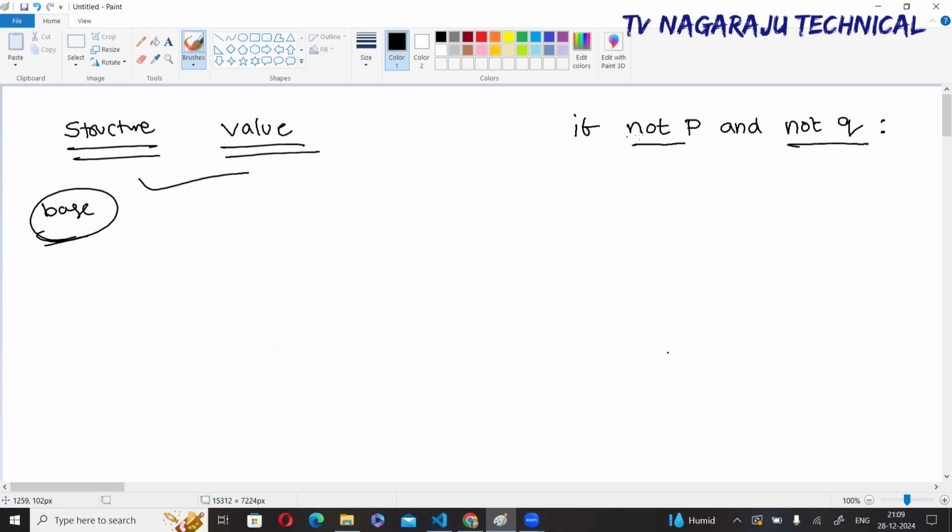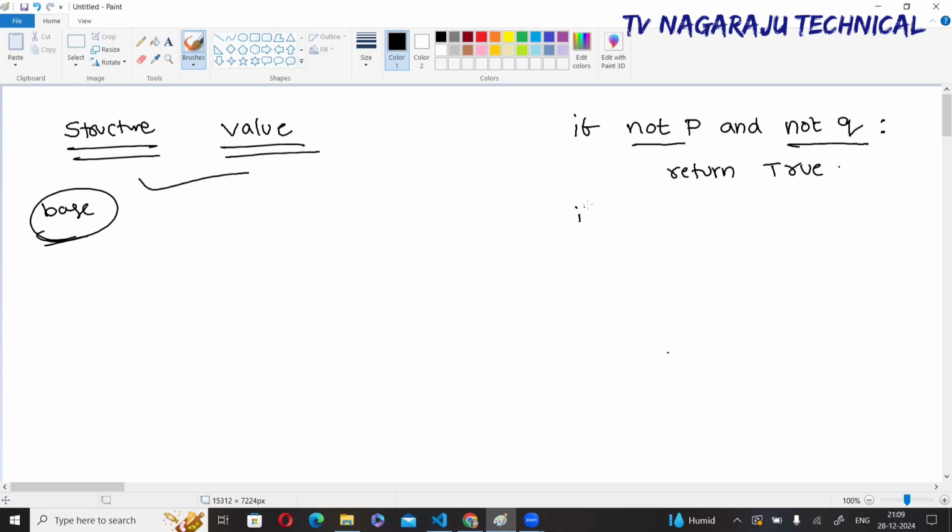Remember, if both the trees do not exist, then what is the output? False or true? Obviously, the output is true. Why? Both the trees are null only. Both are null. Obviously, both have the same structure and same value. The value is null. That is the reason I wrote true.